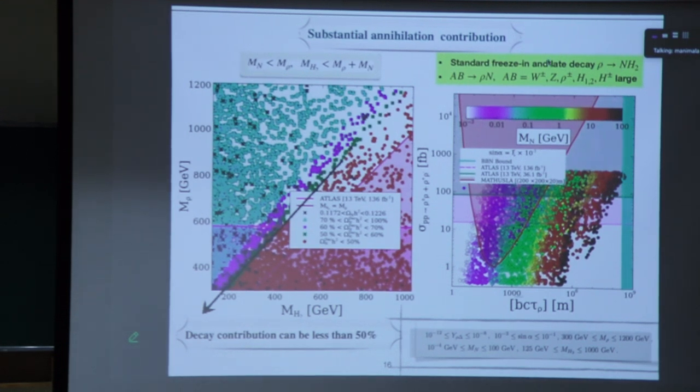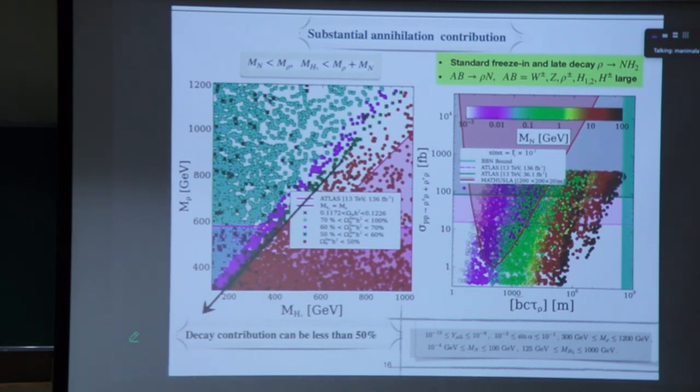And the other scenario is where N is the dark matter candidate. Then there are two production modes. One is the decay contribution of rho, so rho can again decay to N H2, but there is also a substantial annihilation contribution. The bath particles can directly give rise to N in this kind of production. On the left side, what I am plotting is the mass of the BSM Higgs versus the mass of rho, which is the NLOP in this case.